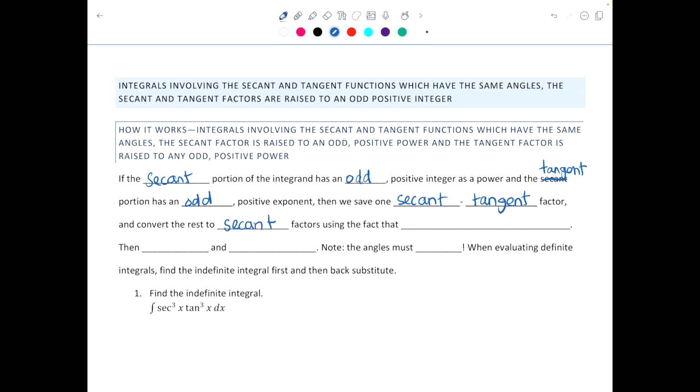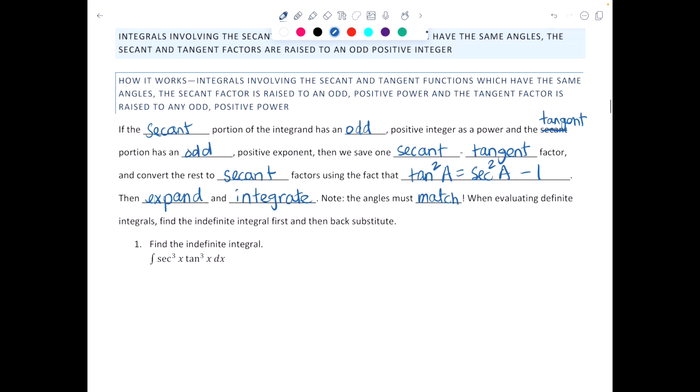using the fact that tangent squared at some angle A is equal to secant squared at that angle A minus 1. That's just manipulating the Pythagorean identity around. And then we expand and integrate. Again, those angles have to match. If you have a definite integral, you can find the indefinite integral first and then back substitute. All right, so find the definite integral.